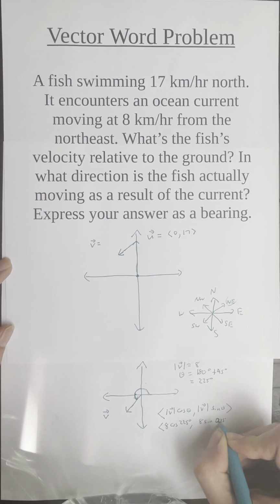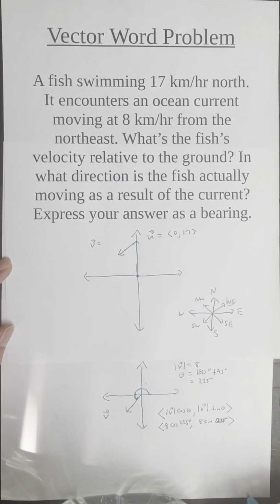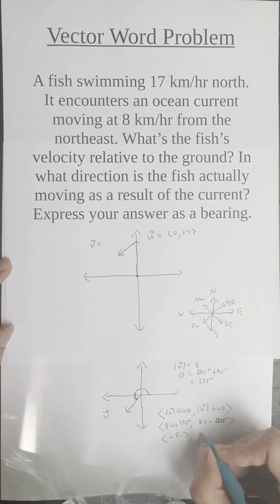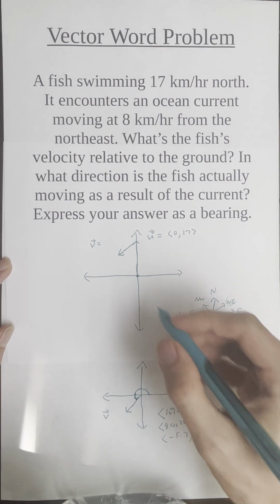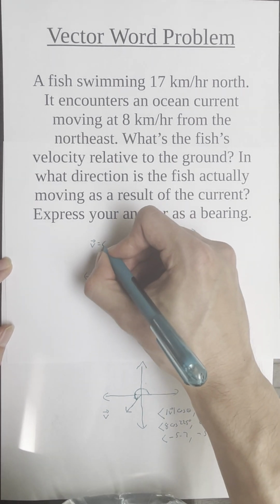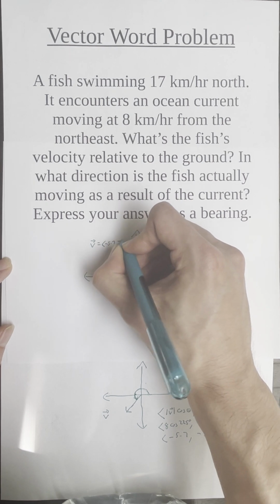225 degrees. Okay. And you can use a calculator for this, but you're going to get approximately negative 5.7 and negative 5.7. Okay, so let's go back to this diagram. What are the components? Negative 5.7, negative 5.7.